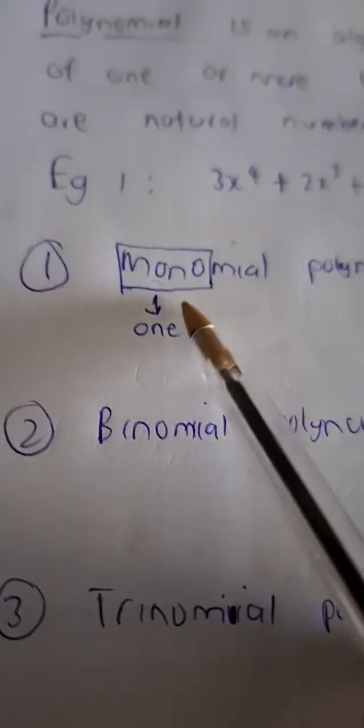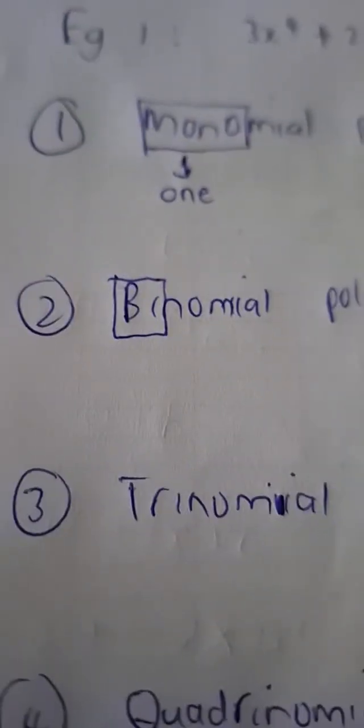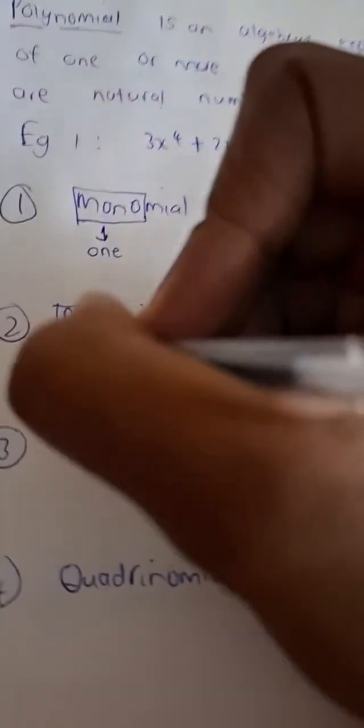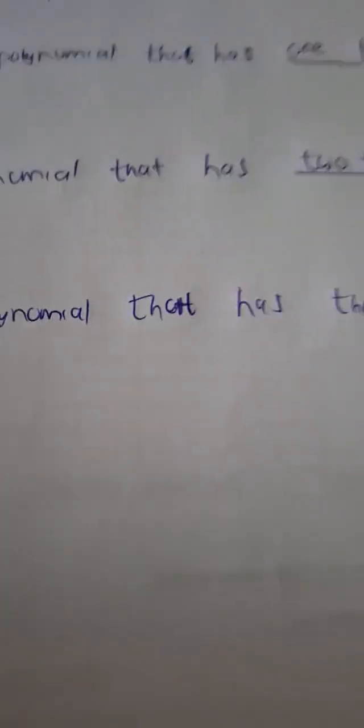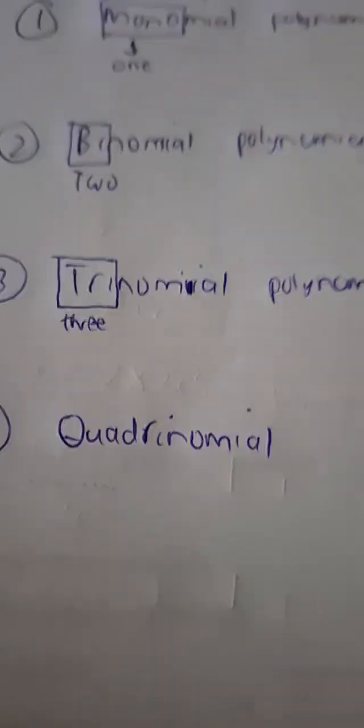It comes from the word. Someone said bi in the comment section. It is also a prefix that means two. Hence we say that a binomial is a polynomial that has two terms. Tri is a prefix that means three. Hence we say a trinomial is a polynomial that has three terms.